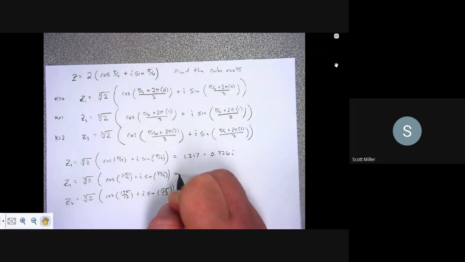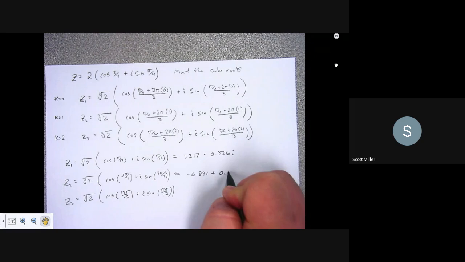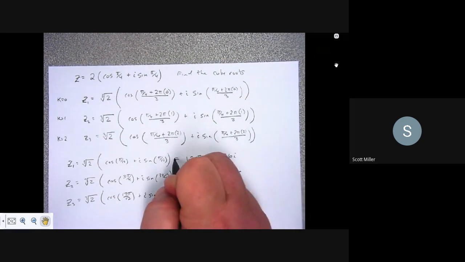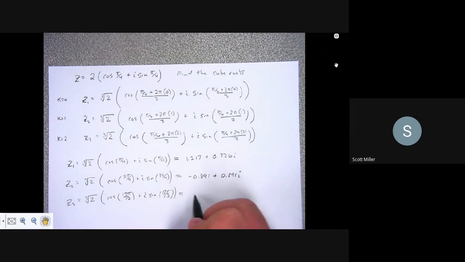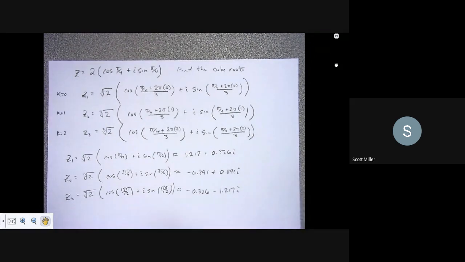And then this one right here would be negative 0.891 and 0.891i. And then this is the approximate. And then this one down here would be negative 0.326 and 1.217i. And you will notice, see how these numbers are just flip-flopped. You'll see that kind of action going on. So if you don't see any kind of repeated numbers, that means you have a number wrong. And so that's how you use the nth root.